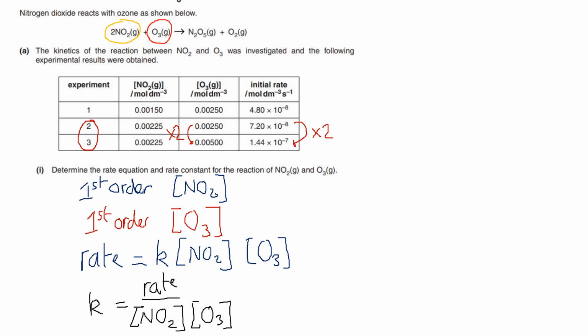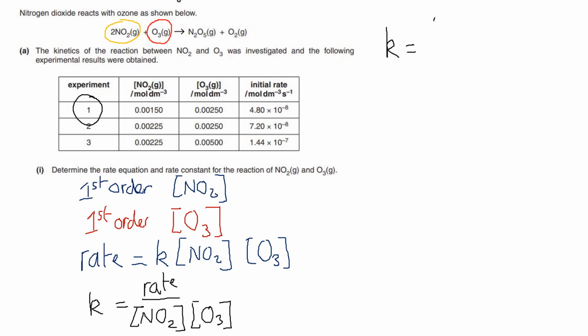And at this stage you need to plug some numbers in. Now you need to pick an experiment, any experiment, 1, 2 or 3. It doesn't actually matter because it's a rate constant, it will remain the same. The only way we change the rate constant is by changing temperature. So I'm just going to pick experiment 1 here, and I'm going to plug the numbers straight in.